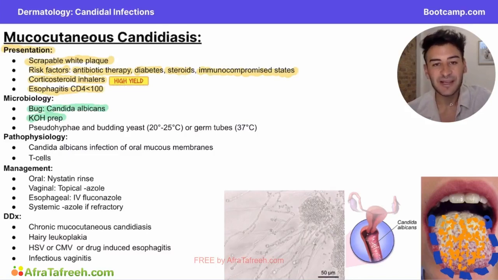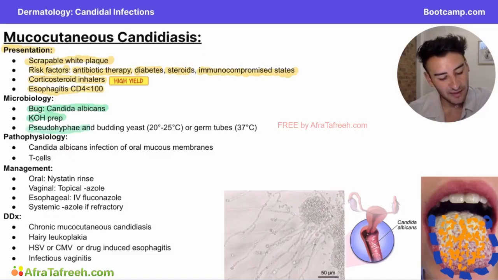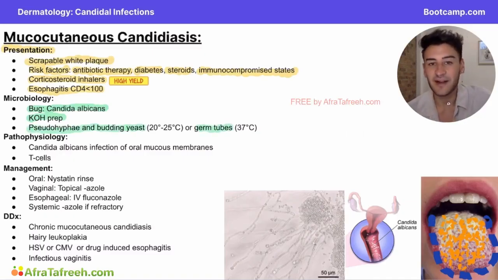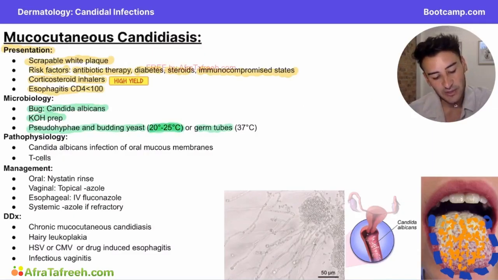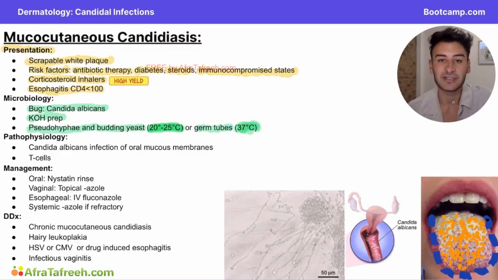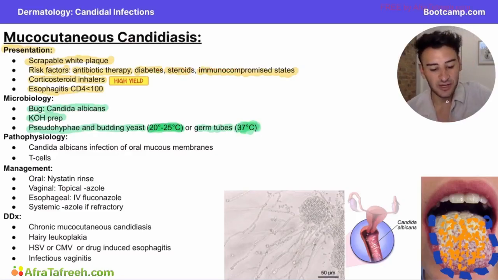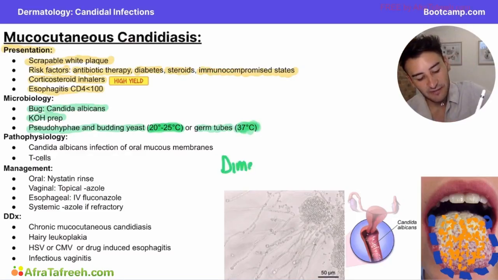So when it comes to looking at this KOH prep, what exactly are we looking for? Well, we're actually looking for two different things. We're going to be looking for pseudohyphae and budding yeast, as well as germ tubes. And this is going to vary on the temperature at which we find Candida. So from 20 to 25 degrees Celsius, we are going to be looking for pseudohyphae and budding yeast. Whereas at 37 degrees Celsius, we're going to be looking at germ tubes. And an important hot word for this phenomenon is called being a dimorphic fungus.